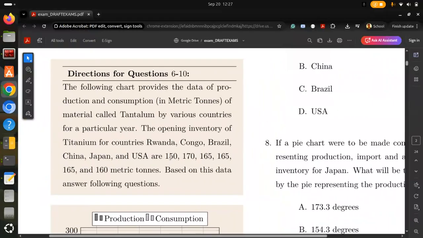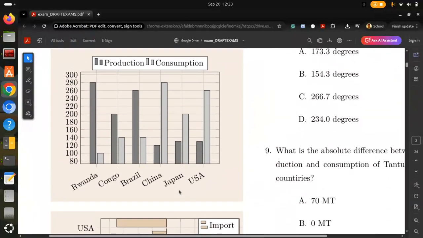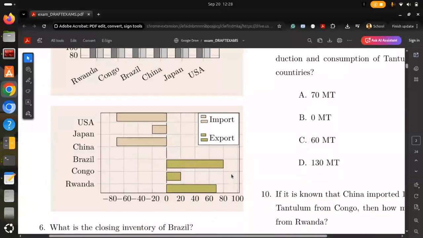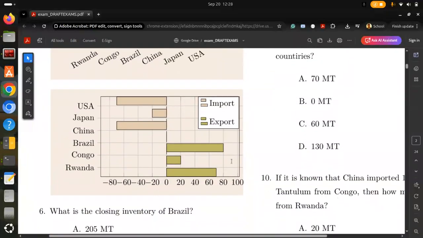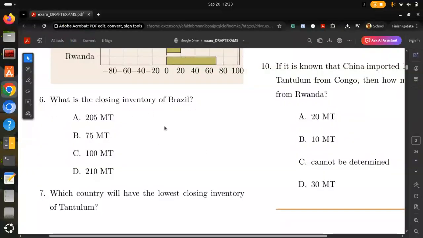So first, this is the description. The following chart provides the data of production and consumption in metric tons of a material called tantalum by various countries. Opening inventory is mentioned for some countries, and based on this data, answer the following questions. In the first chart, production and consumption values are given. In the next chart, the import and export of that tantalum material is given. And question number 6 is something like this: what is the closing inventory?